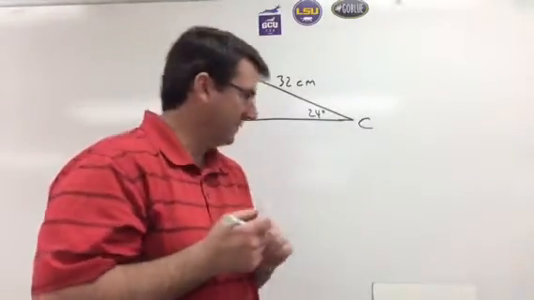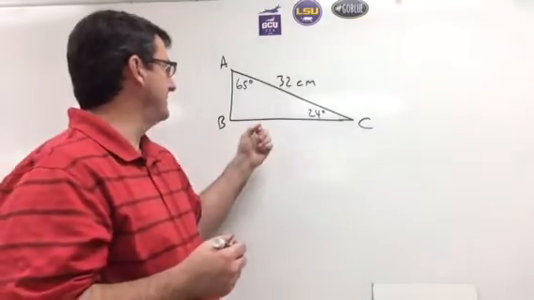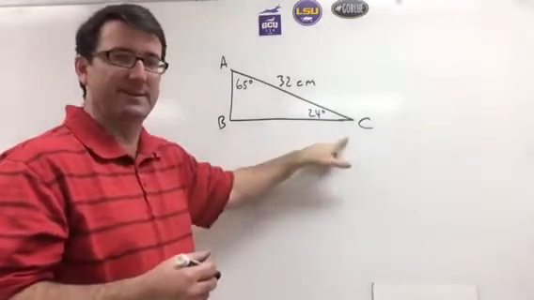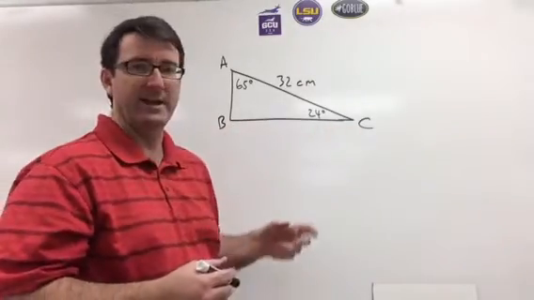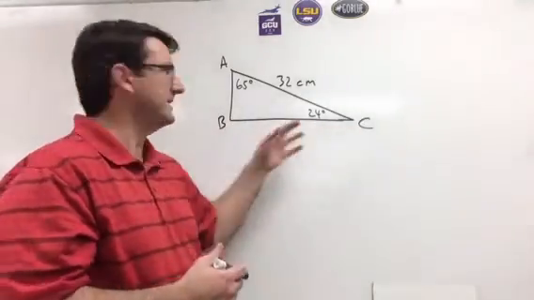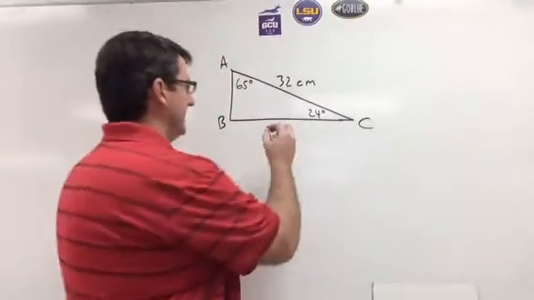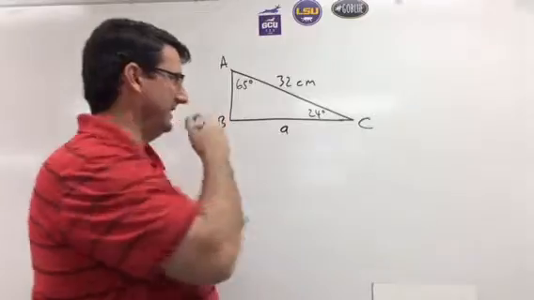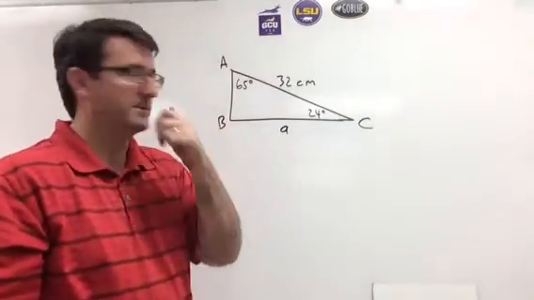All right, number 12. We have this triangle, and we're asked to find this distance, the length between B and C. So the length of this side, which we're not going to call BC, we're going to call A, since it's across from angle A. Let's just call this side little a. And that's what we're trying to solve for here.